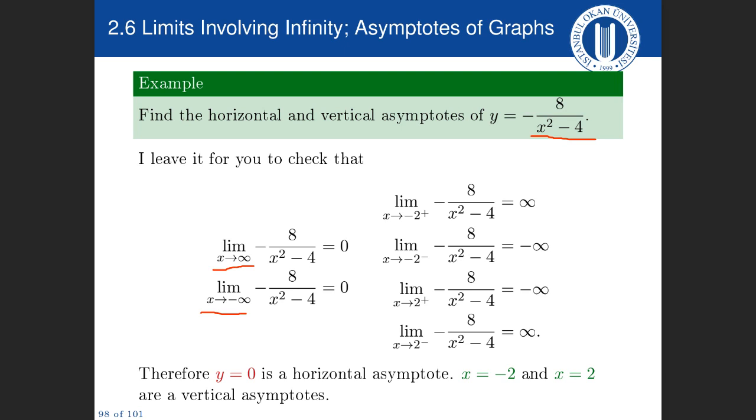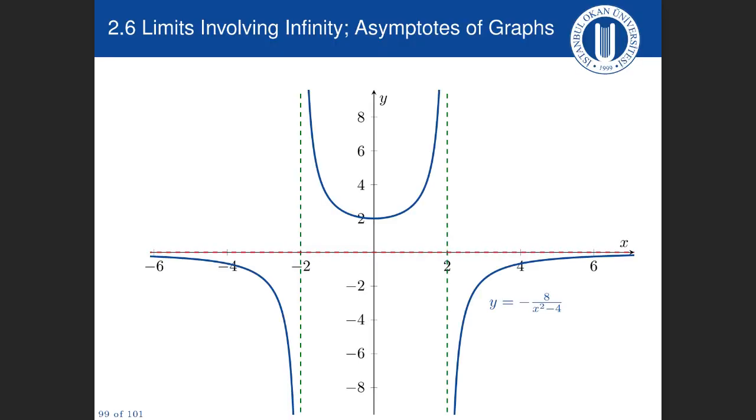Because these two limits are equal to 0, that means y equal to 0 is a horizontal asymptote. Because the limits on the right are either plus infinity or minus infinity, that means that the lines x equal to minus 2 and x equal to 2 are vertical asymptotes. Here is a graph of this function.